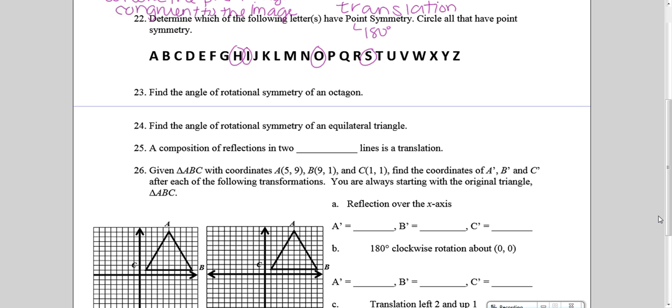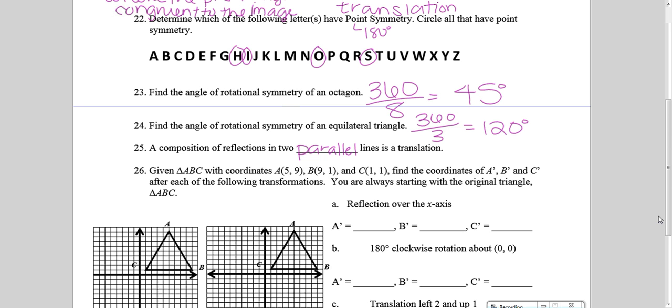All right, my angle of rotational symmetry of an octagon. Since we're rotating around a circle, 360 divided by your number of sides. So your angle of rotational symmetry is 45 degrees. Find your angle of rotational symmetry of an equilateral triangle. 360 divided by 3. 120 degrees. A composition of reflections in two blank lines is a translation. And this would be two parallel lines.